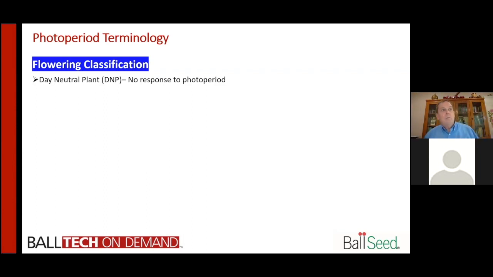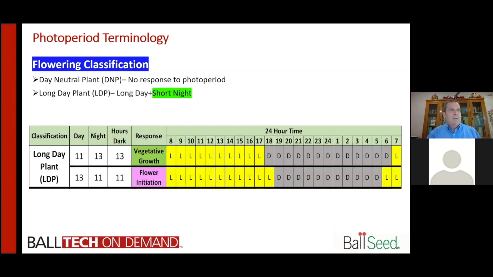There's a whole group of plants called day neutral plants. Sometimes you'll see it as DNP. Basically what they are is they don't respond to photoperiod at all. They're non-responsive. They usually have a different trigger that basically promotes flowering. And we're going to talk about those in a second. But let's first of all talk about long day plants.